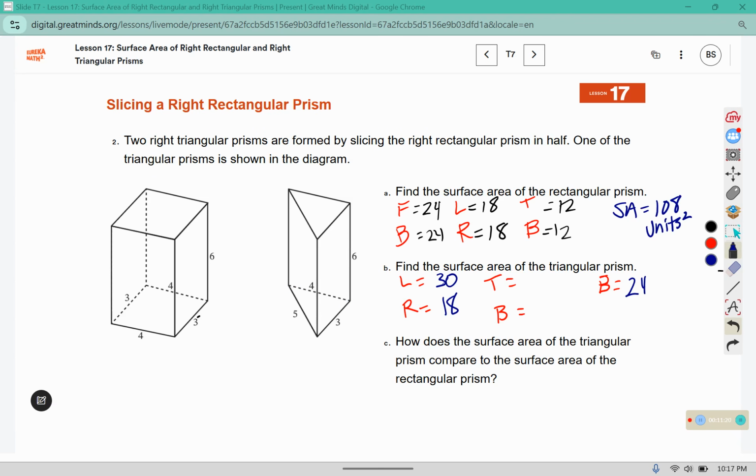And the top and bottom come from this rectangle, which is a 3 by 4, but it's cut in half. So it is 3 times 4, which is 12. Cut in half gives us 6.